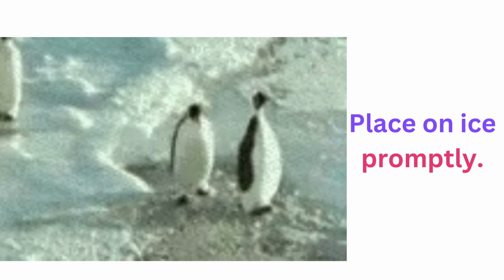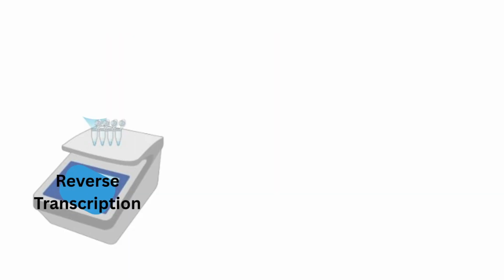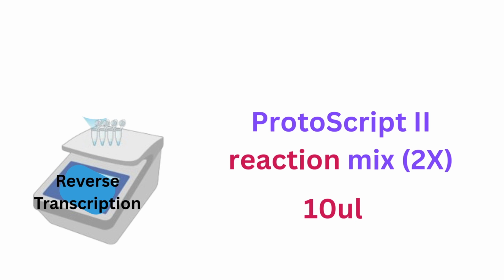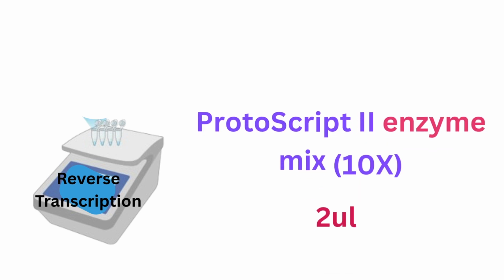Now we're ready for the reverse transcription step. This is where we're going to use an RNA-dependent polymerase to copy the RNA template into DNA. The reaction volume here is 10 microliters. In my particular protocol, the reaction mix comes as 2 times concentrated, while the enzyme mix, which will have the reverse transcriptase, is 10 times concentrated. So I need just 2 microliters of it.